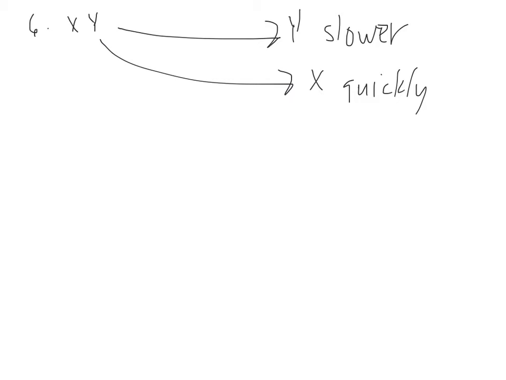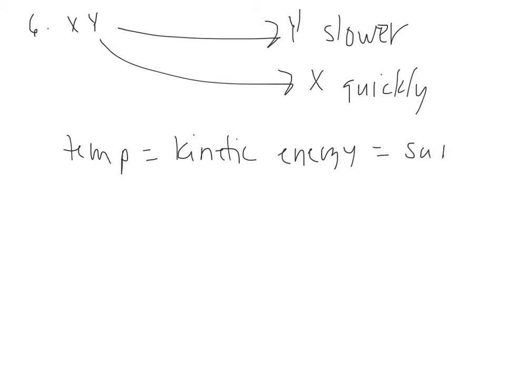So what you should remember is that temperature is really an indication of kinetic energy. So since they're both in the same room, the kinetic energy is the same for both of these gases. What's different then is that kinetic energy is found by 1/2 mv squared. So I know that X moves quicker. So if X moves quicker than Y and kinetic energy has to be the same, the only way it can be quicker is to be lighter, which means Y is heavier and slower.